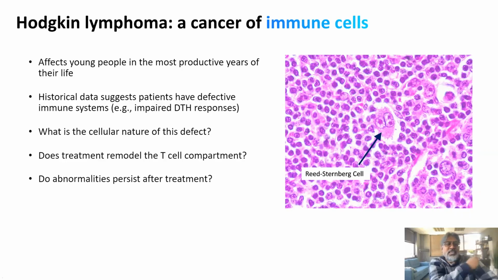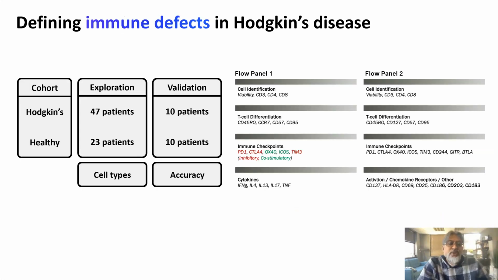So when they're given DTH tests, often they have dysfunctional or lower DTH responses than people who don't have this lymphoma. So we were wondering in this work, what is the cellular nature of this defect? And does the treatment that you get, most of the time chemotherapy, does that treatment remodel the T cell compartment? And do these types of functional defects or changes in the immune system persist after treatment? And so those are all questions that we could answer with terraFlow by comparing patient groups. And so we had 3 different cohorts. The first cohort, actually 2 different cohorts.